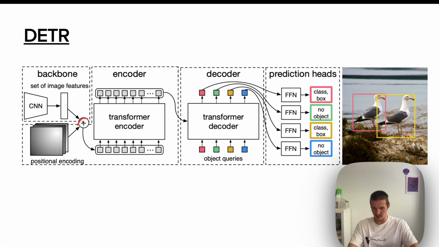So then that image is basically flattened and fed into the transformer. The transformer itself, as well as this flatten operation, sort of loses the initial positional information of every pixel that we had. So to compensate for that, we also have positional encoding, which is just added to the features of every pixel. That is fed through the transformer encoder.